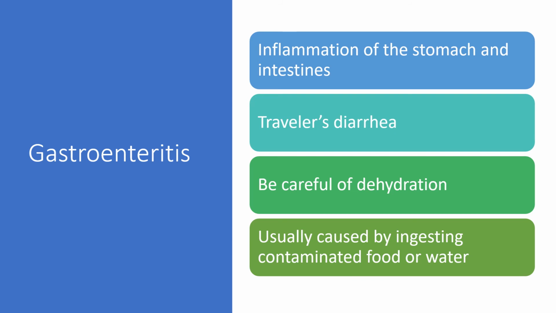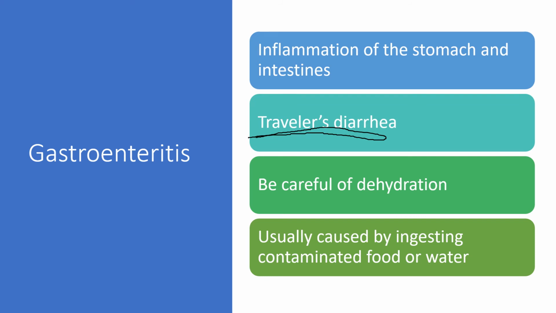You may also hear this condition called traveler's diarrhea, and this is characterized by varying degrees of anorexia, abdominal cramping, frequent loose stools, and nausea and vomiting. If the infection is severe enough, fever and weakness can occur.